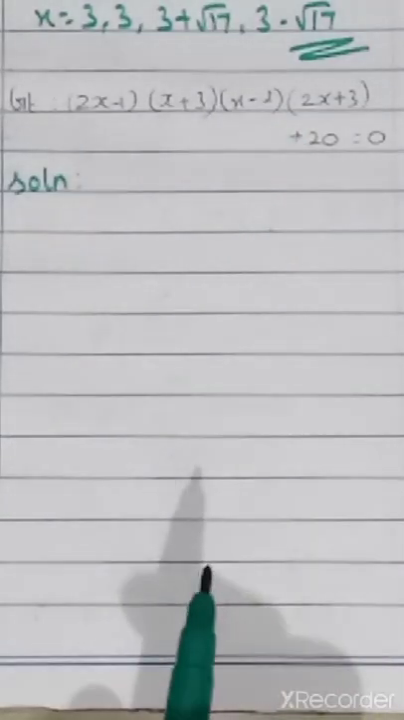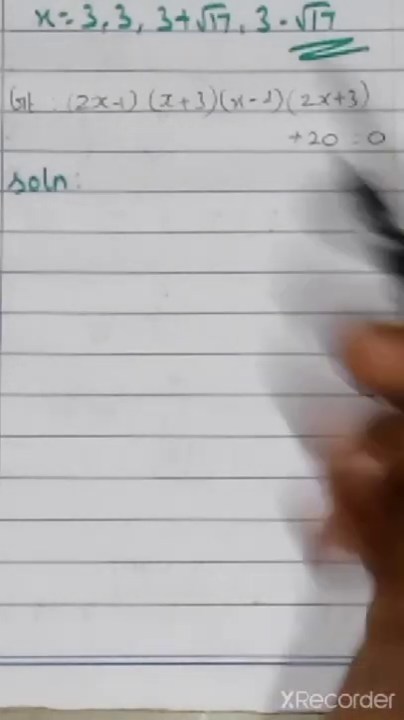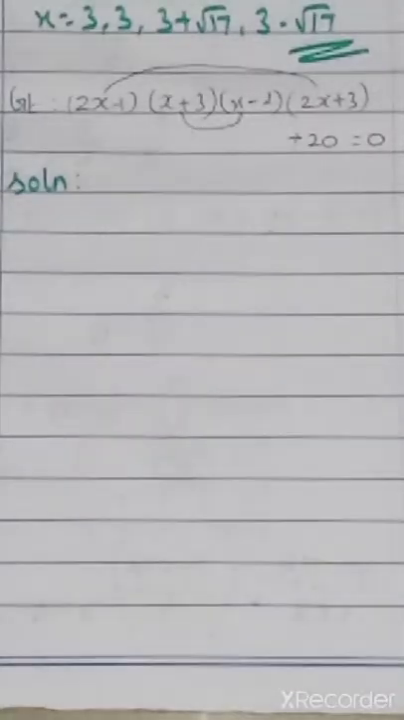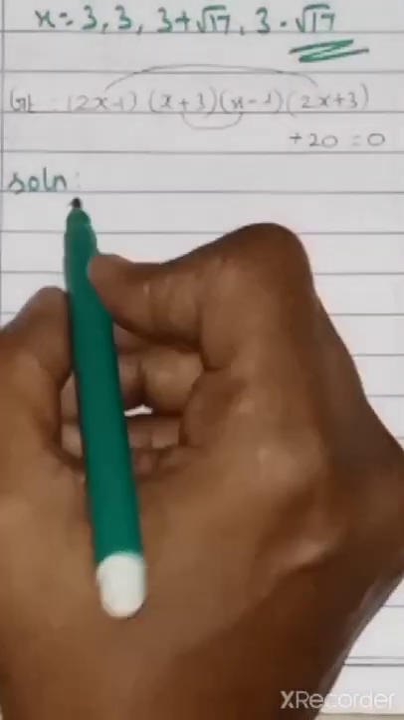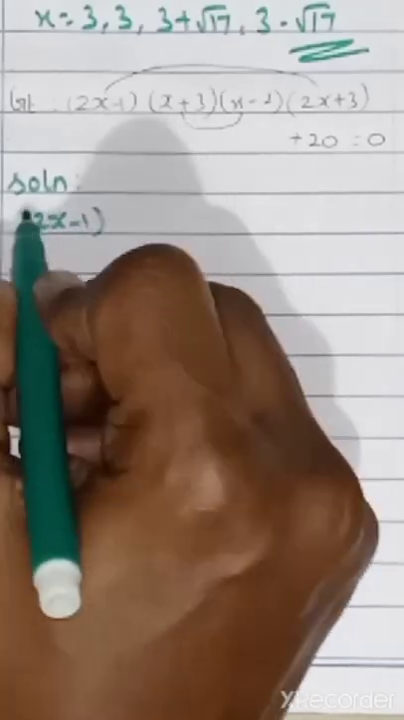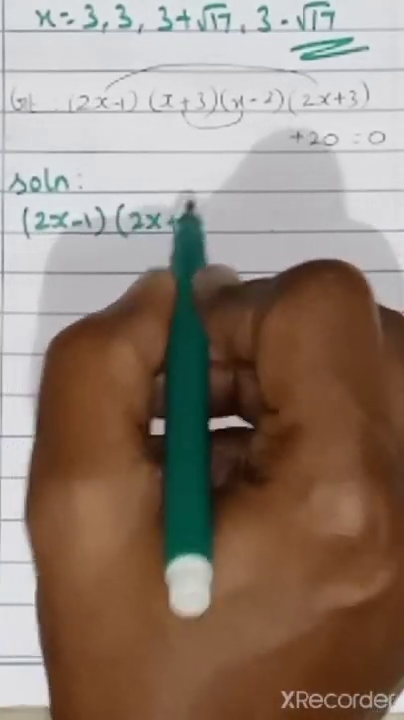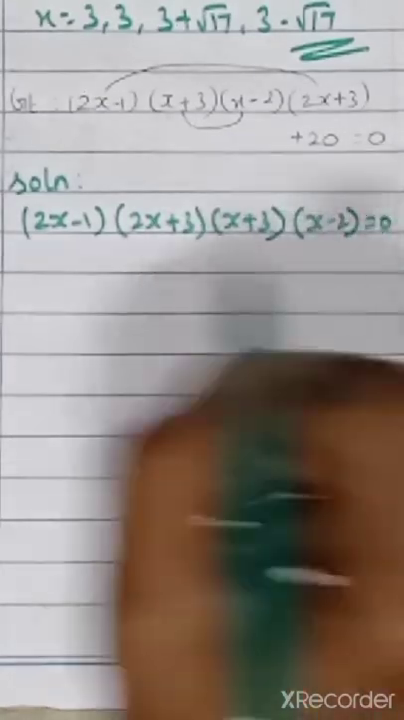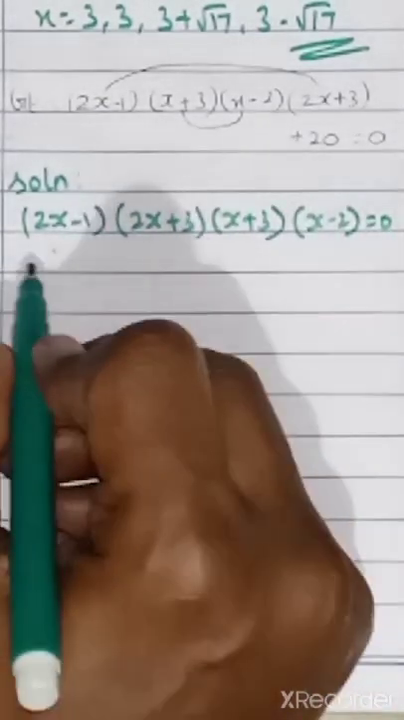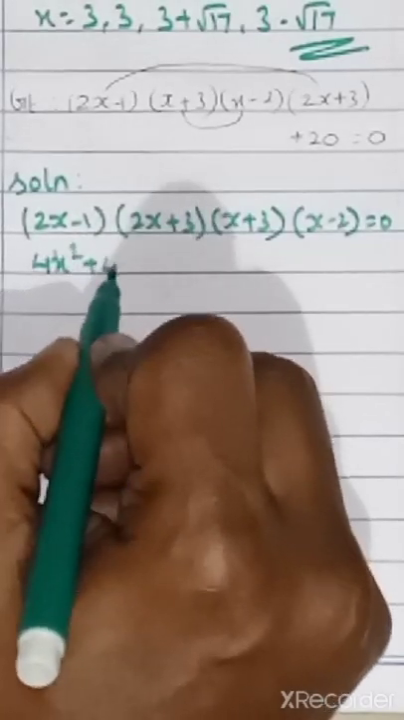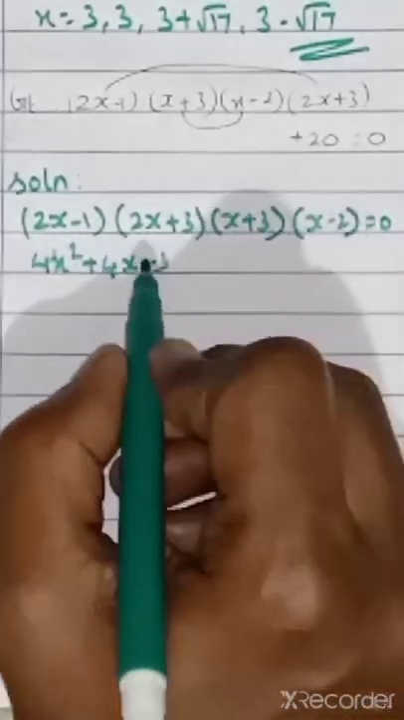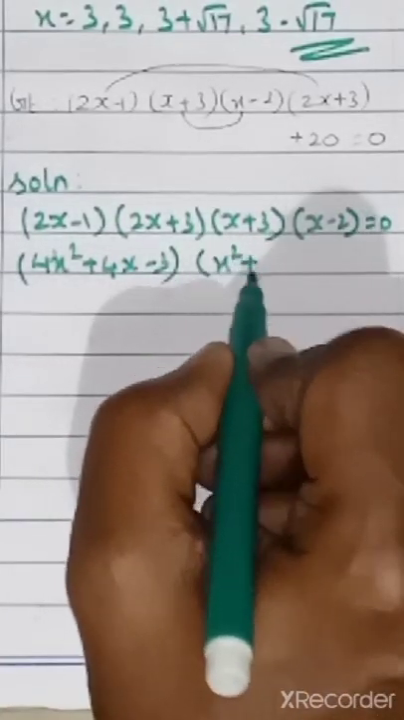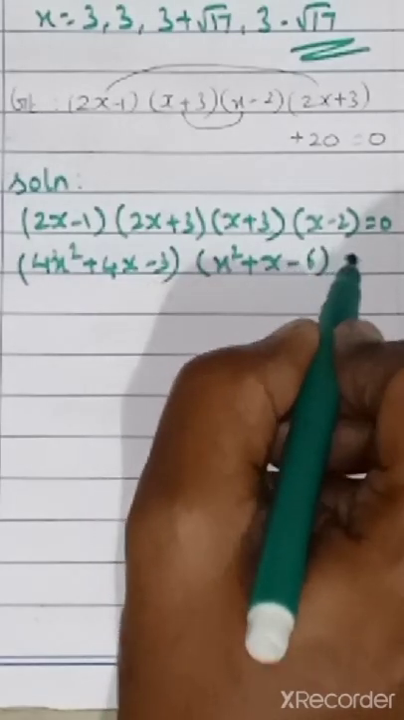So when we look at it, what are the two terms you can group? First and last, and second and third you can group. Okay, so if you write it in the correct form, (2x minus 1)(2x plus 3), and next will be (x plus 3)(x minus 2) equal to 0. Now as it is, if you multiply this you will get 4x square plus 4x minus 3. And if you group this term you will get x square plus x minus 6 equal to 0.